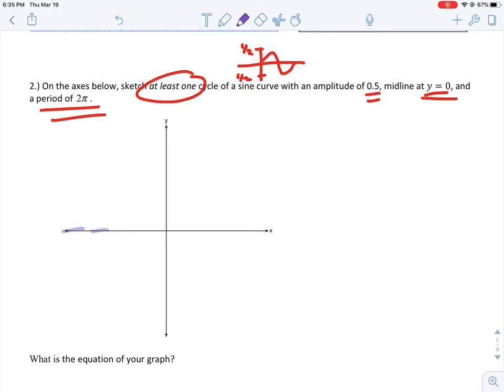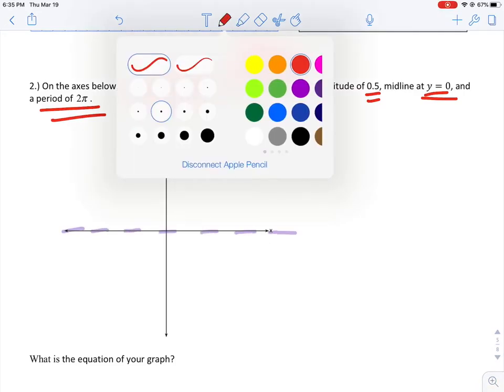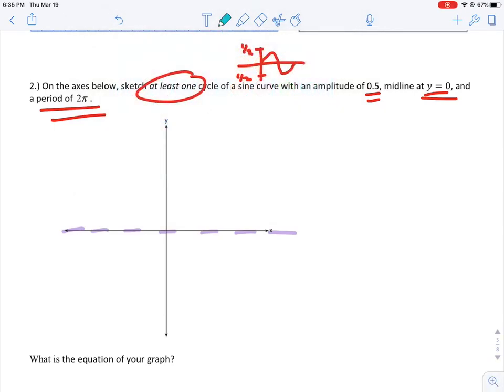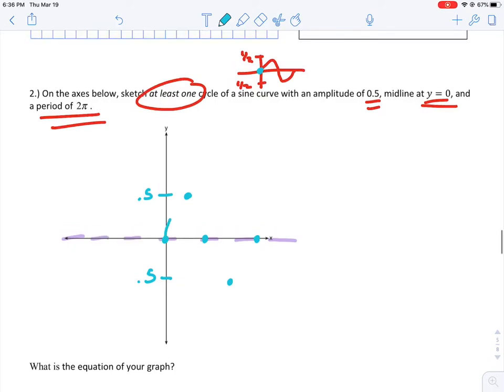So I'm going to start with my midline. Here's my midline. And let's start labeling some things. I know that my amplitude, it's going to go up 0.5 and it's going to go down 0.5. It is a sine curve, so I'm going to start at my origin. I'm going to go up to my maximum, midline. I think I made these a little too big. Let's make them a little smaller. Sorry, maximum, midline, minimum, midline, and this is what my one curve is going to look like.